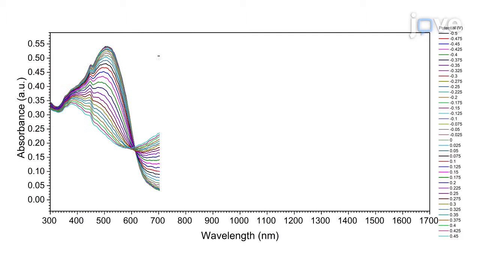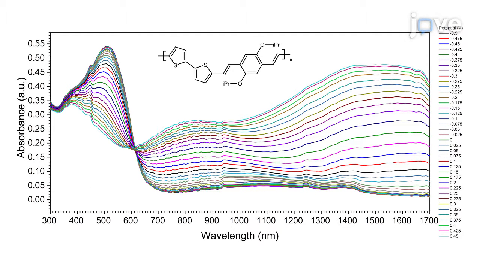UV-Vis near-IR spectroscopy of this polythiophene derivative showed the neutral polymer absorption band diminishing and new polaronic and bipolaronic absorption bands forming during oxidative doping, with an isosbestic point at 604 nanometers. The new polaronic band from 550 to 950 nanometers was attributed to the radical cations of bithiophene and paraphenylene-vinylene. A new bipolaronic band was observed between 950 and 1700 nanometers.